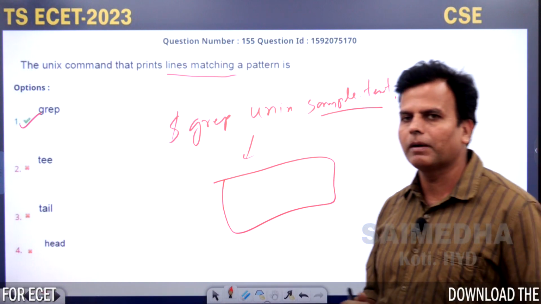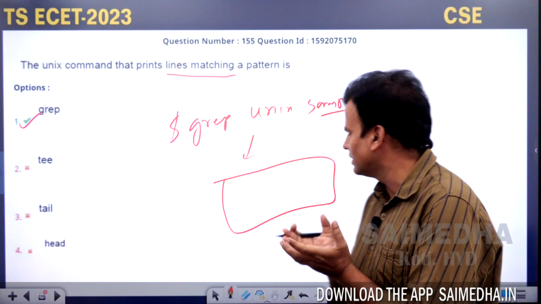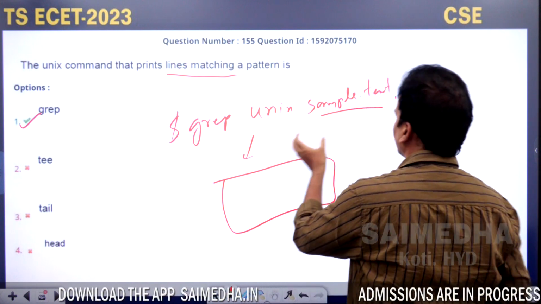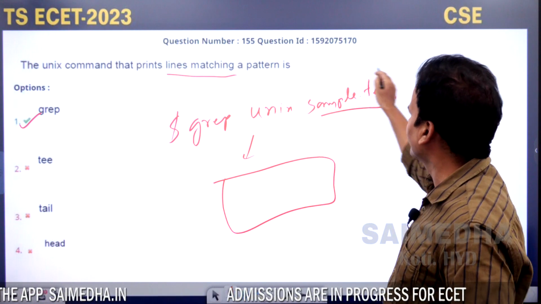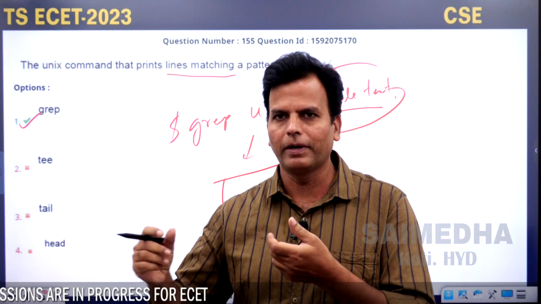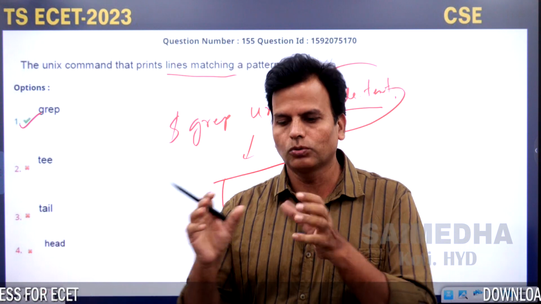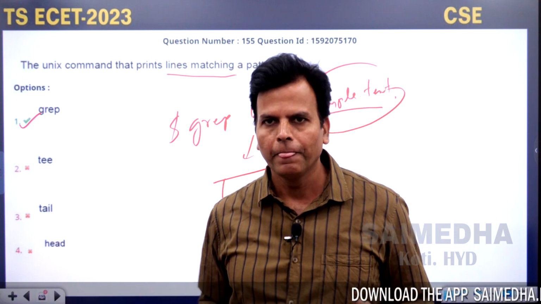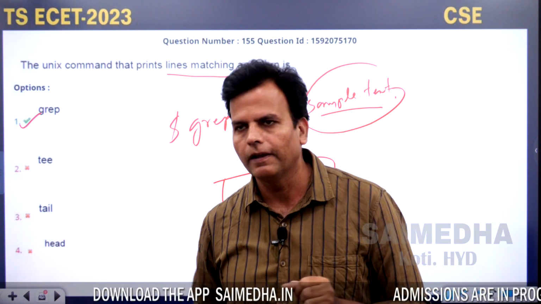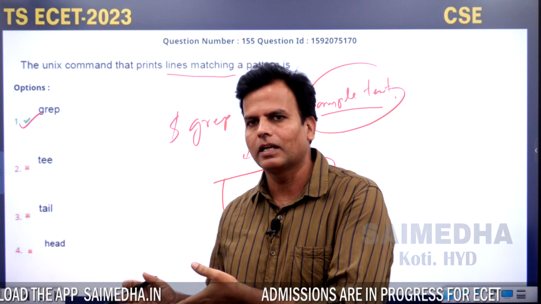Grep command. The grep command is generally used for matching things. I have given one example: dollar grep, Unix, sample text. Wherever the word Unix appears in this text file, like "Unix is an operating system," that total line will be displayed as output. There are some other lines also in that file.